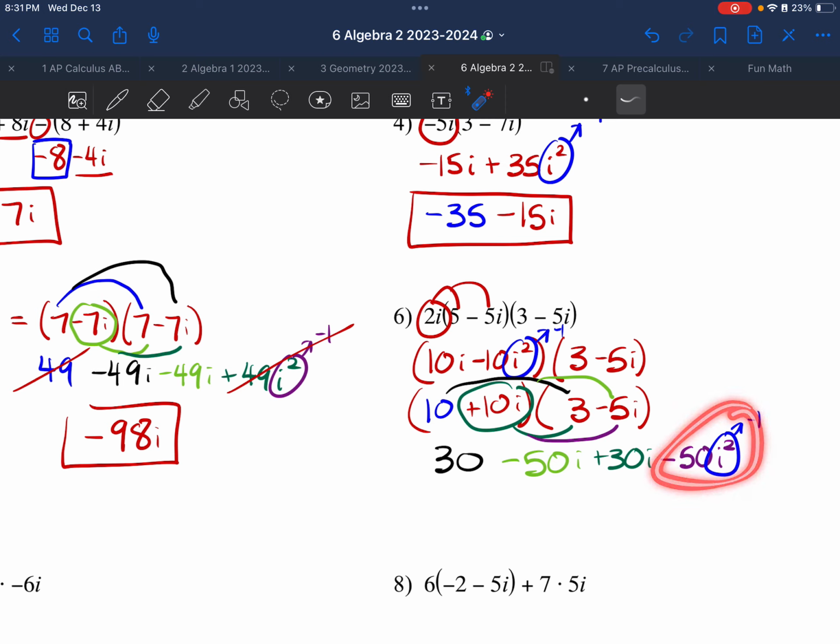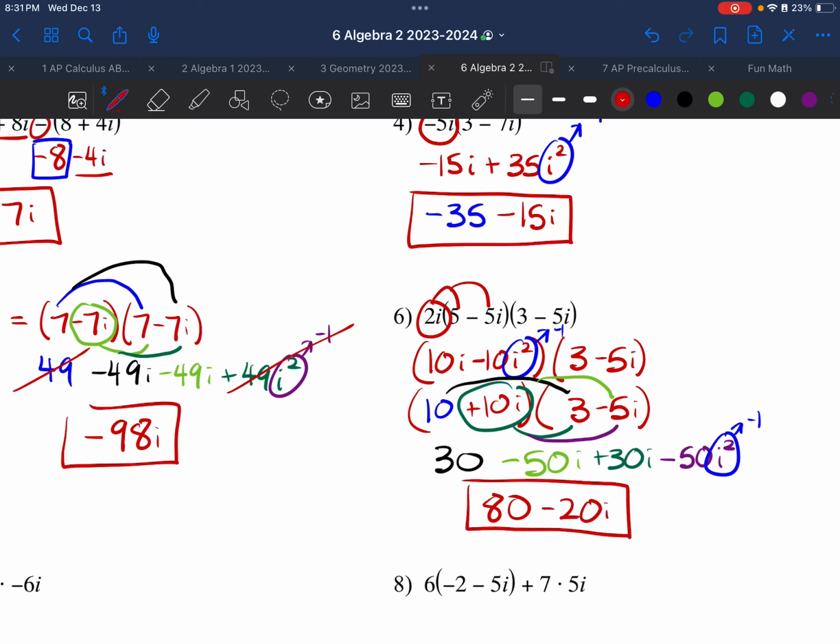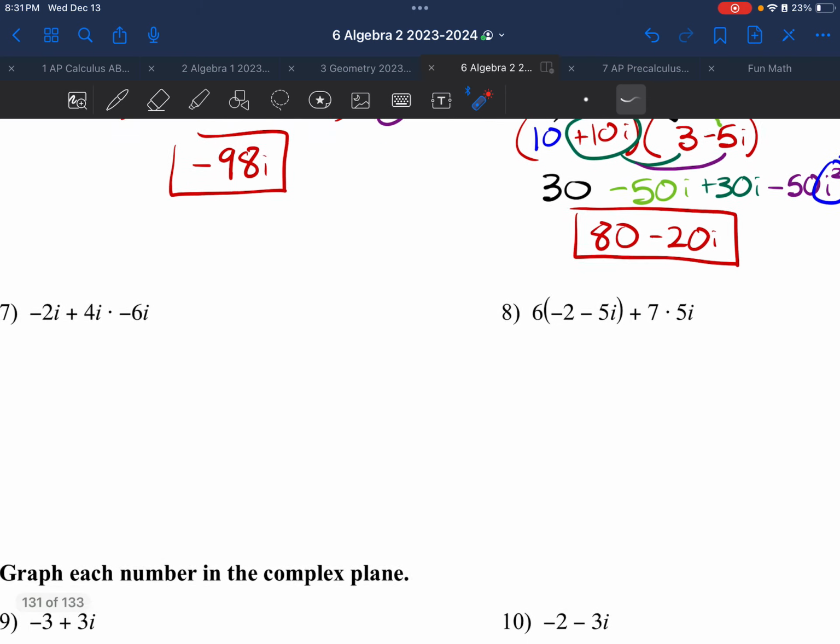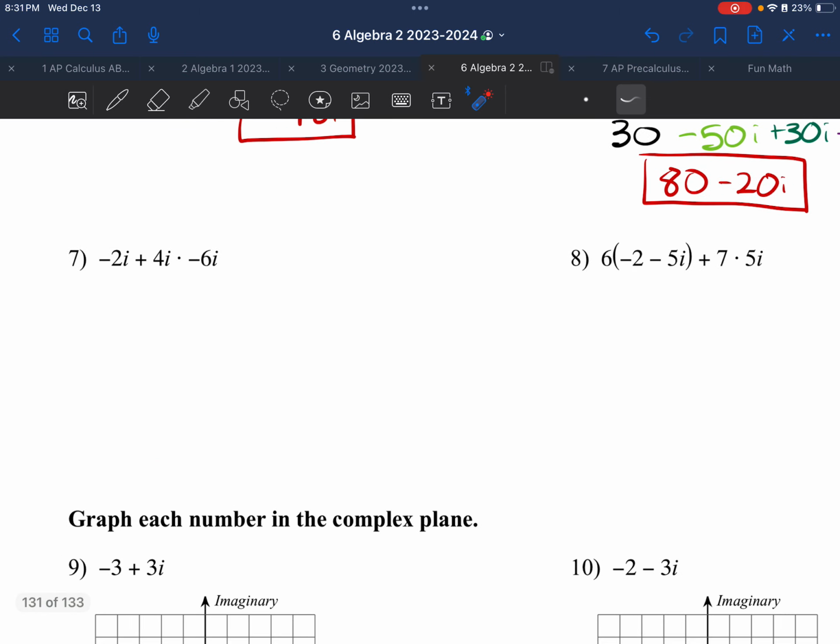A positive 50 plus a 30 is an 80. And a negative 50i plus a 30i is a negative 20i. Negative 20i. That is my final answer. Notice that I'm always writing it with the real term up front, the imaginary term out behind. All right, and number 7.